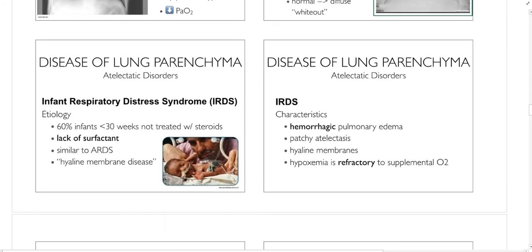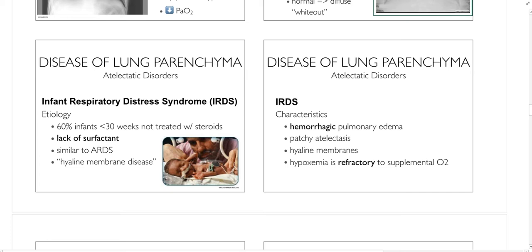ERDS, or infant respiratory distress syndrome, is very, very similar to ARDS. Typically, this is going to be due to a premature infant, so under 30 weeks, who is not treated with steroids. In infants that young, typically they lack surfactant on their own, and so nurses and doctors are meant to give them steroids to promote surfactant development in the lungs. If they are not treated adequately with steroids, then they may develop ERDS. It's also known as hyaline membrane disease.